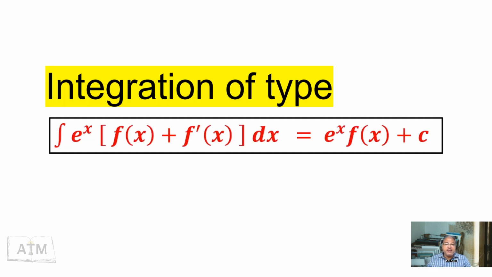The type is integration of e raised to x into f of x plus f dash x with respect to x. This is equal to e raised to x into f of x plus c.